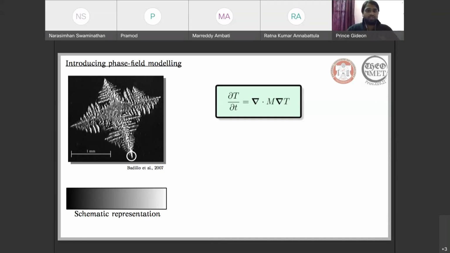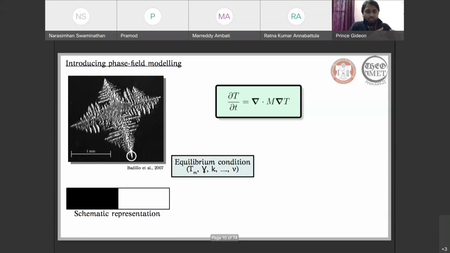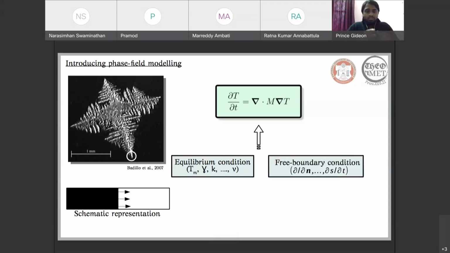So one approach we can think of is first to distinguish one phase from the other. We can introduce a condition that distinguishes one phase from the other, particularly in the context of solidification. We have to separate solid from the liquid. And once we have done so, we can then allow this interface to move. So essentially what we are doing is separating the phases, and allowing the interface that separates these phases to move.